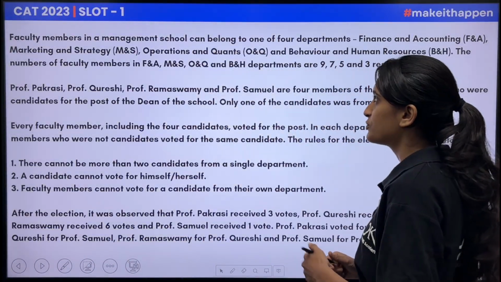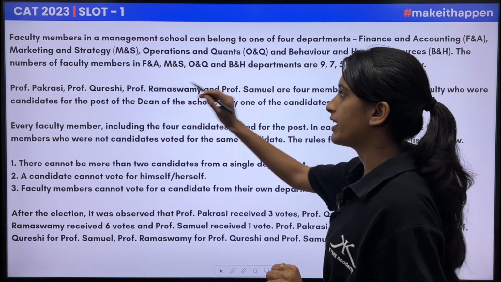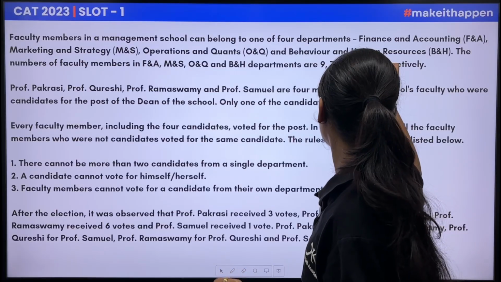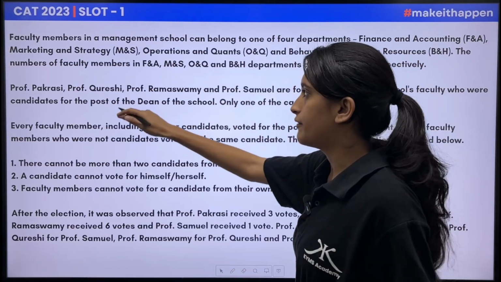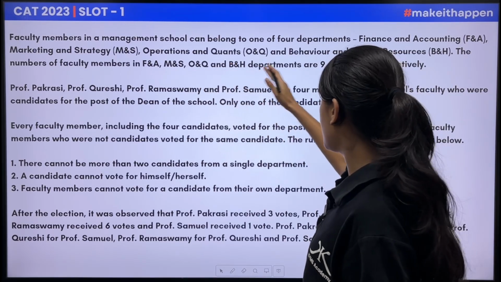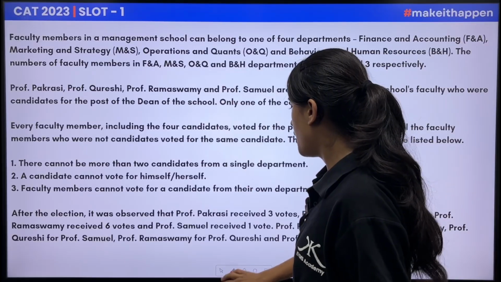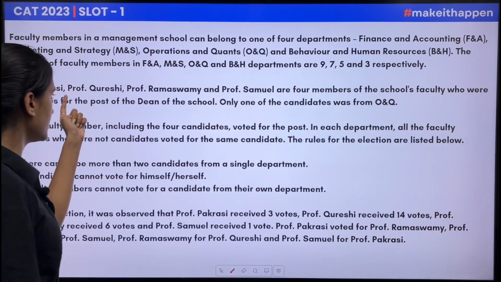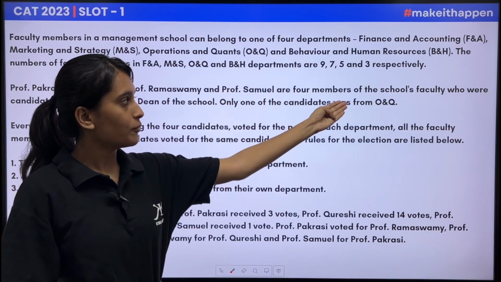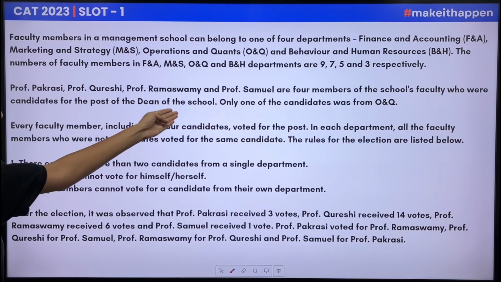Faculty members in a management school can belong to one of the four departments: finance and accounting, marketing and strategy, operations and quants, and behavior and human resources. The numbers of faculty members in FA, MS, OQ and BH are 9, 7, 5 and 3 respectively. Professor Parkrasi, Professor Qureshi, Professor Ramaswamy and Professor Samuel are four members of the school's faculty who were candidates for the post of the dean of the school.